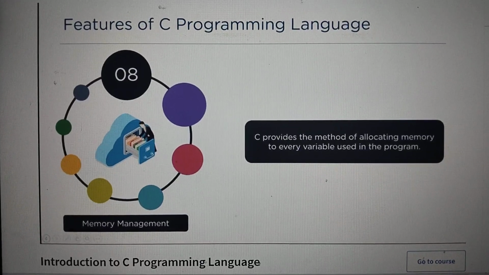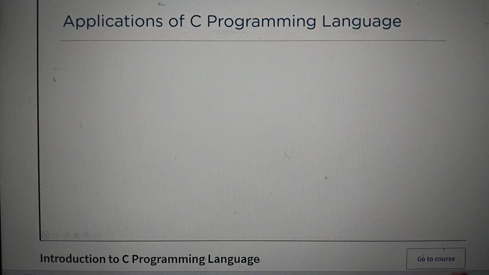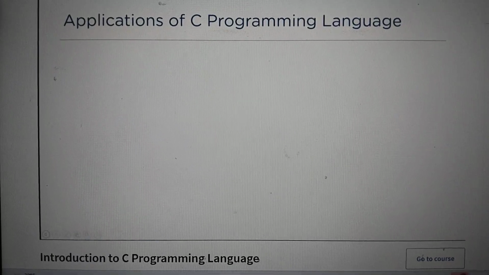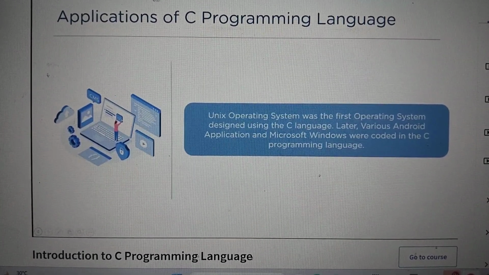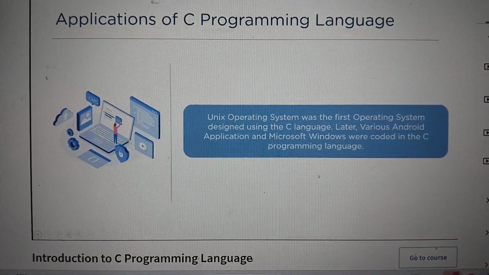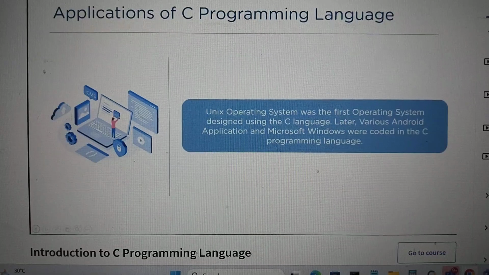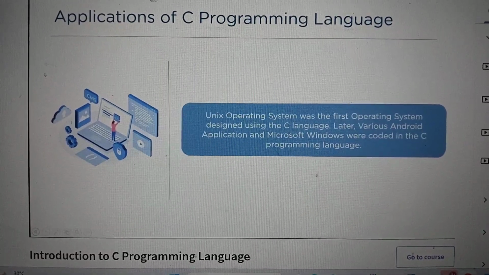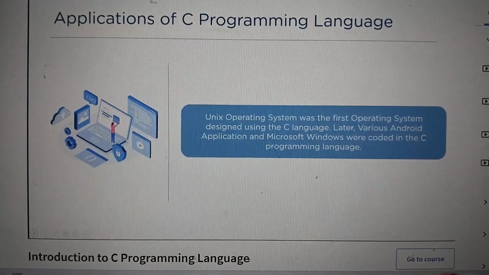Okay, so let us move on to the applications of the C language. Let us look at the first application. C language is used to design operating systems. As discussed earlier, Unix operating system was the first ever operating system designed entirely using the C language. Later, a wide range of Android and Microsoft Windows applications were designed using C.